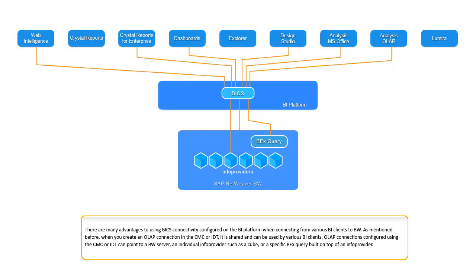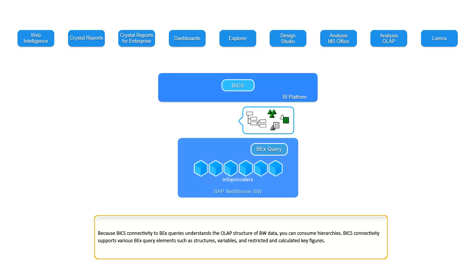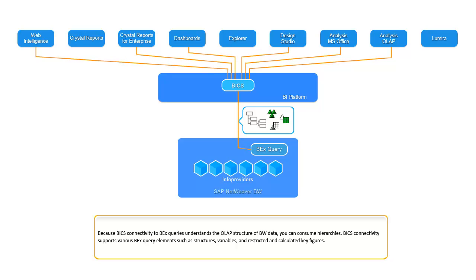There are many advantages to using BICS connectivity configured on the BI platform when connecting from various BI clients to BW. As mentioned before, when you create an OLAP connection in the CMC or IDT, it is shared and can be used by various BI clients. OLAP connections configured using the CMC or IDT can point to a BW server, an individual info provider such as a cube, or a specific BEX query built on top of an info provider. Because BICS connectivity to BEX queries understands the OLAP structure of BW data, you can consume hierarchies. BICS connectivity supports various BEX query elements such as structures, variables, and restricted and calculated key figures.